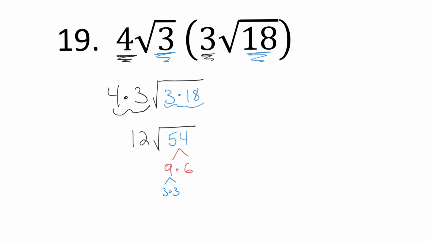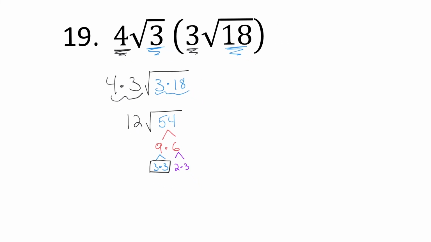Oh, guess what? We can make a pair of 3s right there. If you break down the 6, that's going to be 2 times 3. They do not have a pair. So the only pair that we have is the 3, and we can put that outside of the radical. But remember that 12? We're going to have to multiply 12 times the 3 that we're going to take outside. So outside of the radical, I have the 12 times the 3. Inside of the radical, we keep the 2 times the 3.